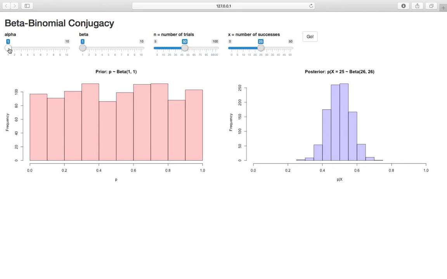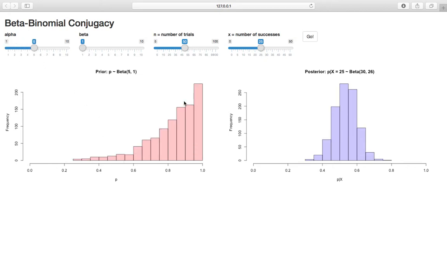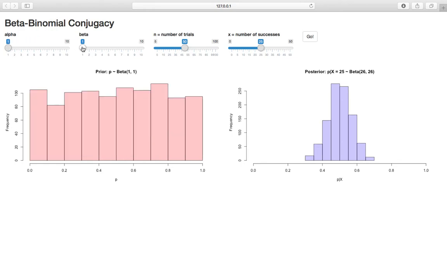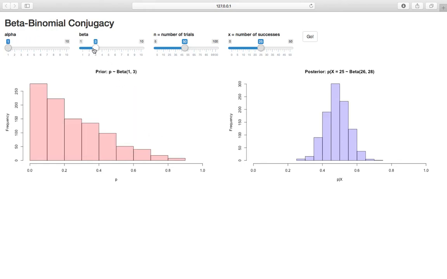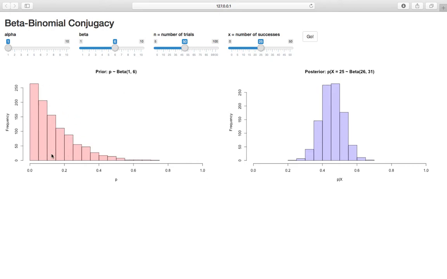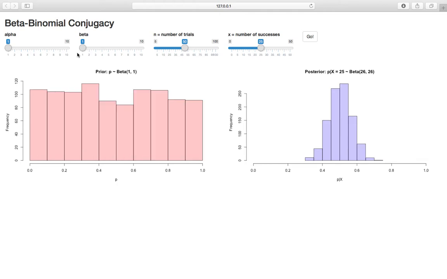We're not sure. Here's maybe a case where we think P is pretty high, right? So it's random, but it's clustered around the high values. We don't have a lot of values down around 10%, but we have a lot of values around 80-90%. And maybe here is a situation where we think P is small, so lots of clusters around small values of P. So that's the idea: we adjust these alpha and beta parameters of the beta distribution to decide on a P that seems reasonable to us.